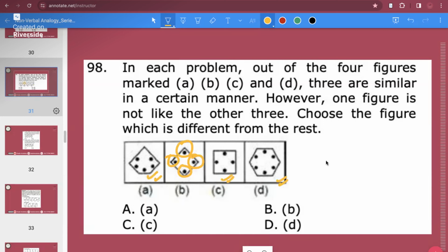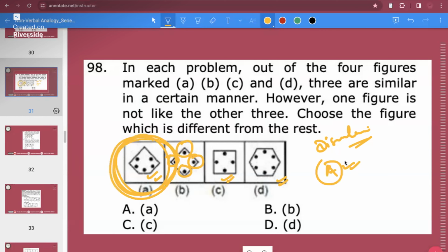Over here, I wanted to tell you a disclaimer: please do not go with the figure that looks a little clumsy. In the very first instance, it will feel to us that option A is the answer. But over here, option A is not your answer. We have to look a little bit more closely. Right, guys? Shall we move? Shall we move, guys?